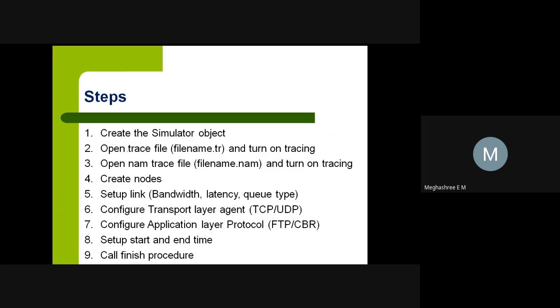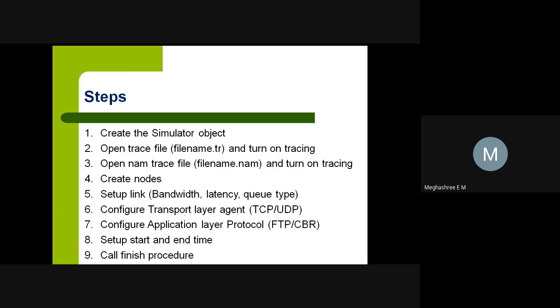and the extension of this file is filename.nam, and turn on tracing. Fourth step is create nodes. Fifth is set up link. With respect to link, you have to specify bandwidth, latency, and the queue type used for the link. Next, you have to configure the transport layer agent. Are you using TCP or UDP?